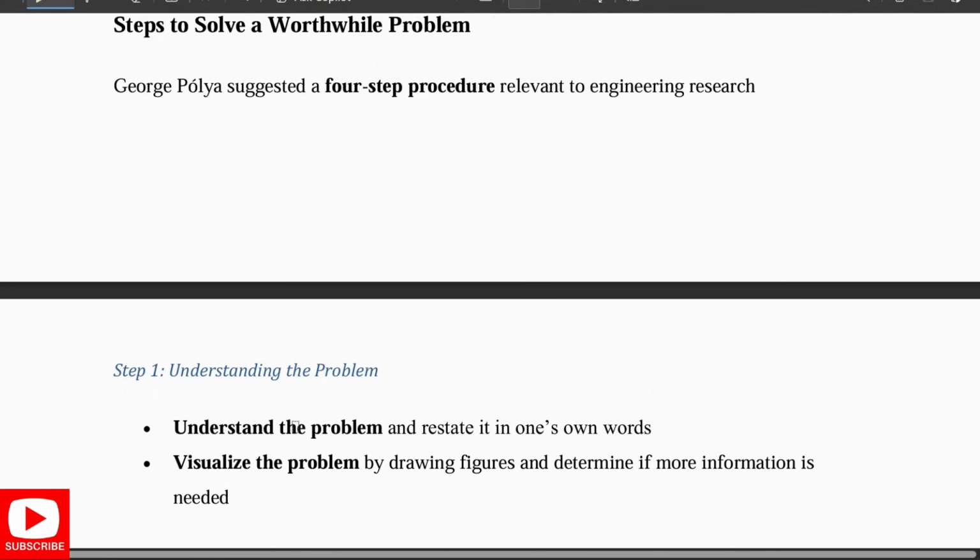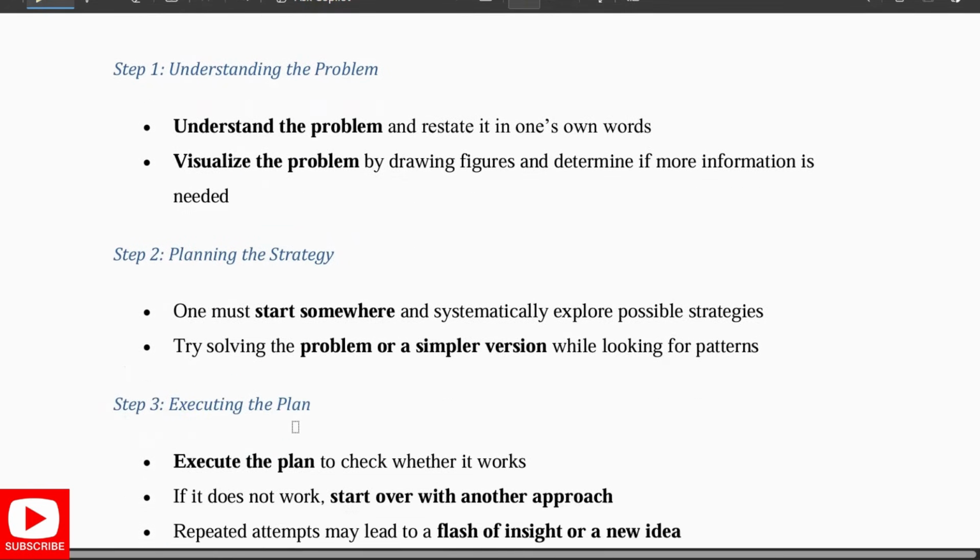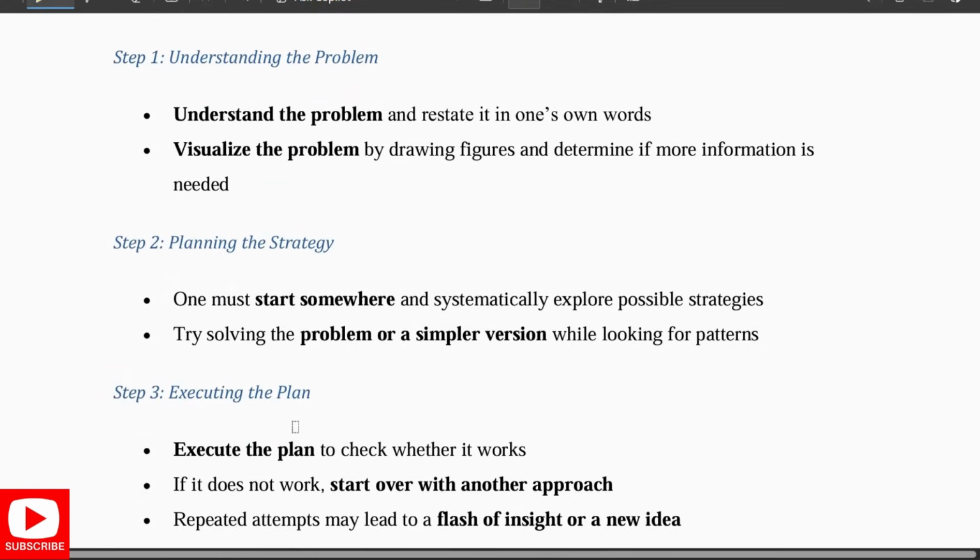So there are 4 procedures related to engineering research. The first one is understanding the problem. You have to understand it and restate it in your own words. Visualize the problem by drawing figures and determine if more information is needed.